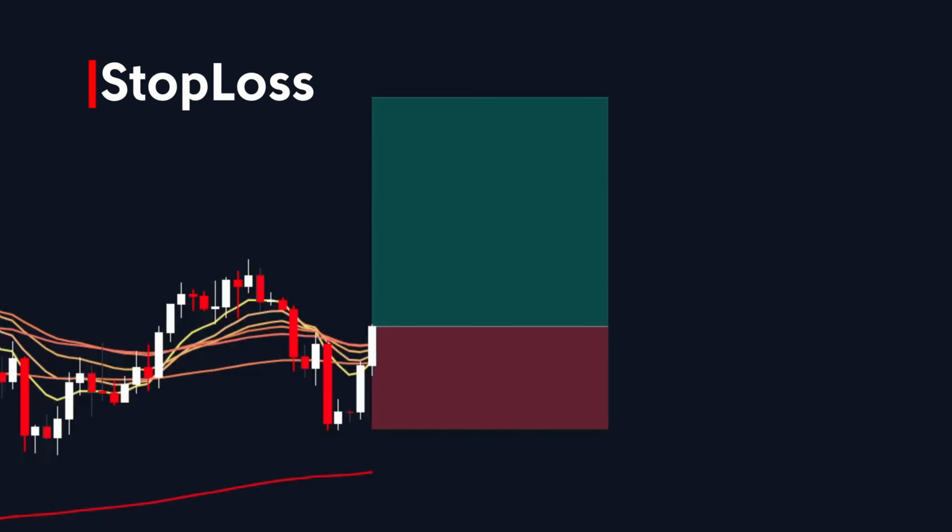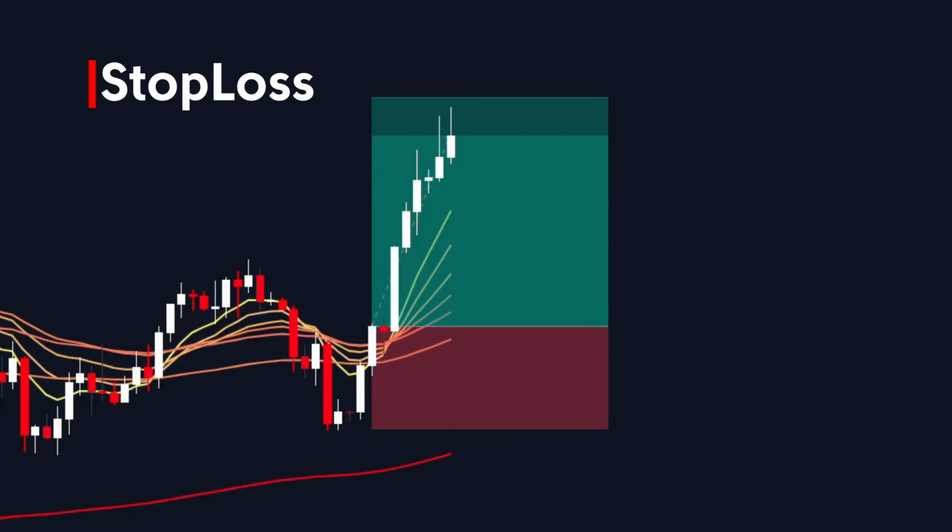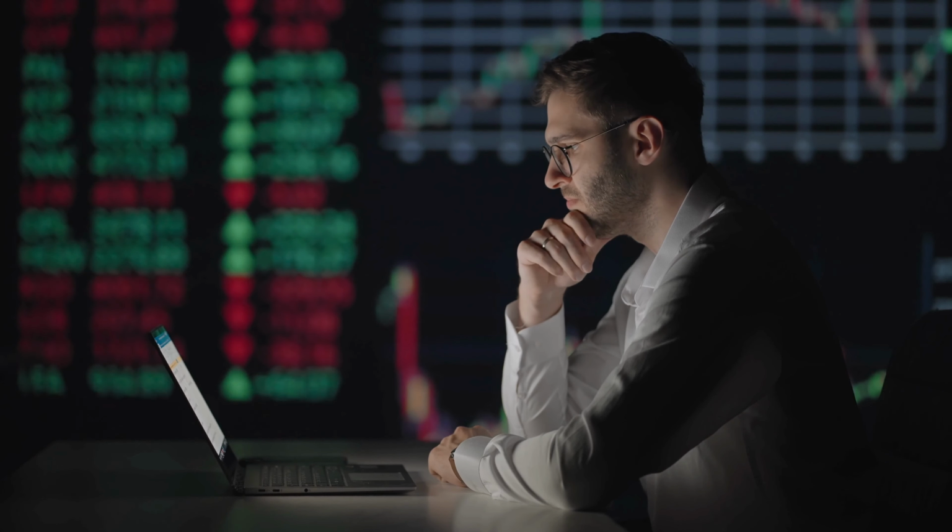Stop loss on ribbon pullback trades goes below the lowest EMA in the ribbon. Not the entry candle, not the nearest EMA. The full ribbon is your support zone. Price closing below the entire ribbon means the setup is invalidated and you're out, clean. Master these before you add anything else.